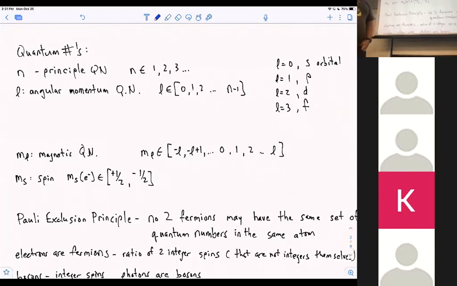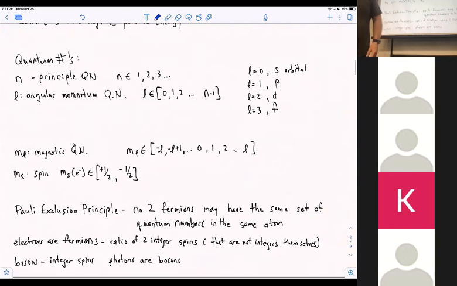The last quantum number, and if you read the textbook, we don't talk about this until next chapter, is the spin. For electrons, it's +1/2 or -1/2. Again, we learn about this next chapter: the Pauli exclusion principle. The Pauli exclusion principle says no two fermions, and the book says electrons, no two electrons may have the same quantum numbers in the same atom.